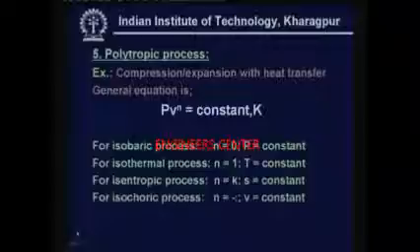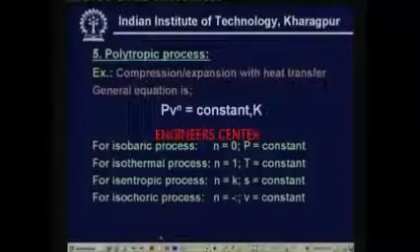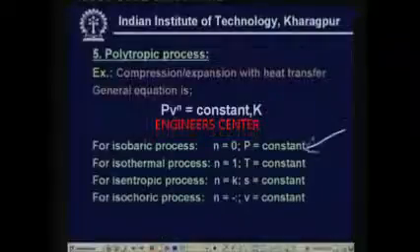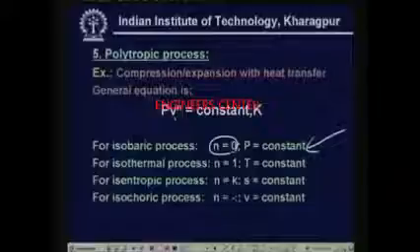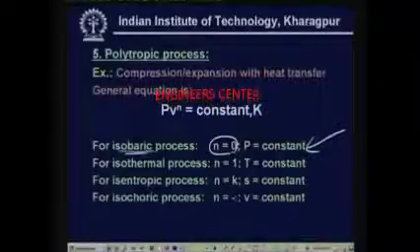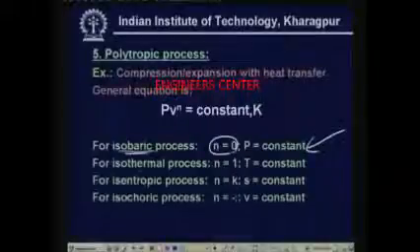For example, for an isobaric process P is constant. So this is an example of an isobaric process. P is constant, that means n has got to be 0. So when n becomes 0, P becomes constant, and this polytropic process reduces to an isobaric process. When n is equal to 1, PV is constant, and this becomes an isothermal process, T is constant.